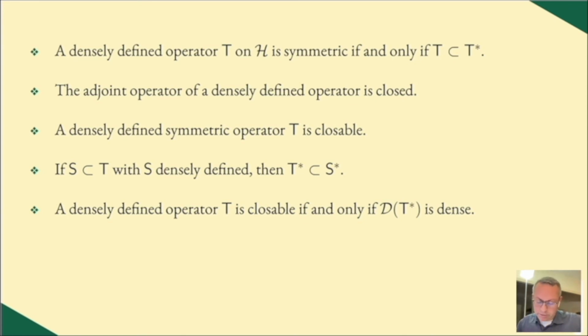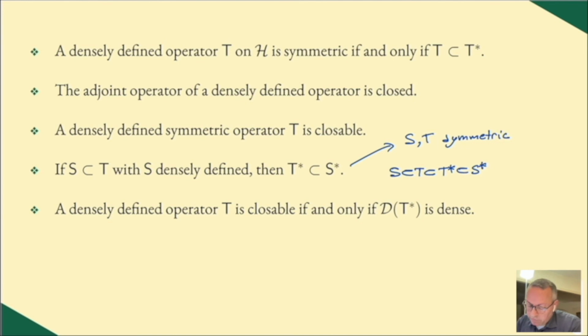Perhaps I can add a comment here in this case. So suppose that S and T are symmetric. So we have this. T is symmetric, so we have also this, and we have that S star is an extension of T star.